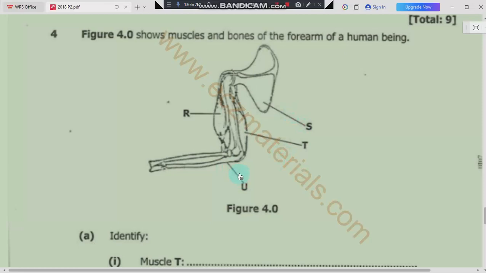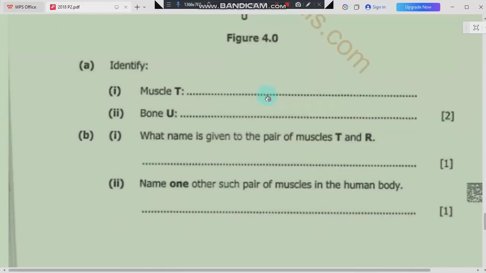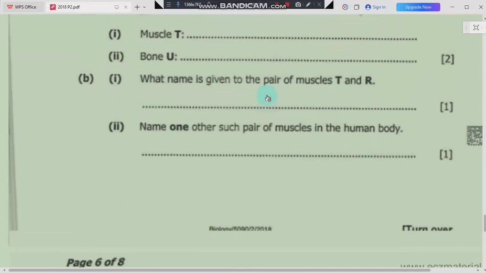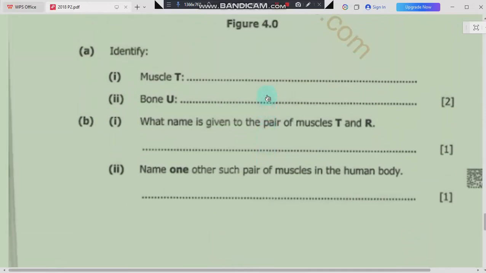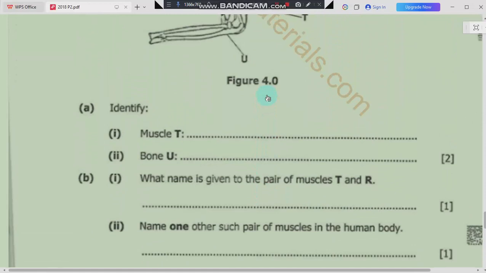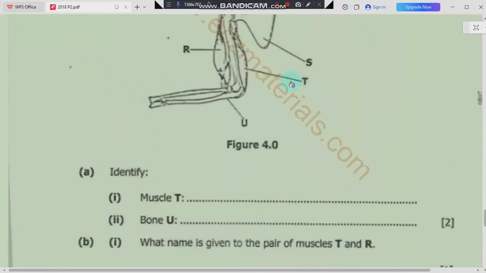So this bicep is also known as the flexor muscle. This tricep is also known as the extensor muscle. This bone, which is usually S-shaped, is what we call the scapula. The question says, name one other pair of muscles. We had mentioned that the other pair of muscles are those found in the iris, the radial and the sacral muscles. And this question says, what term is given to the pair of muscles T and R? They are known as antagonistic muscles.